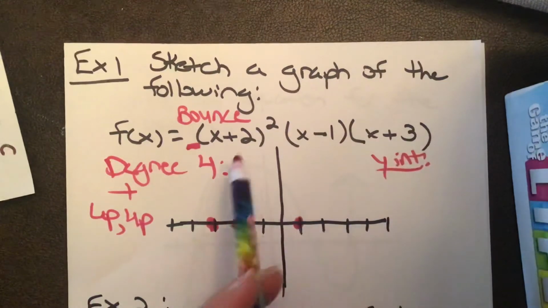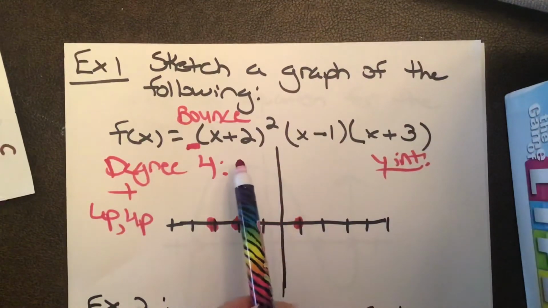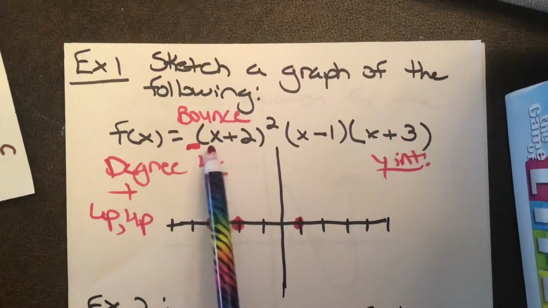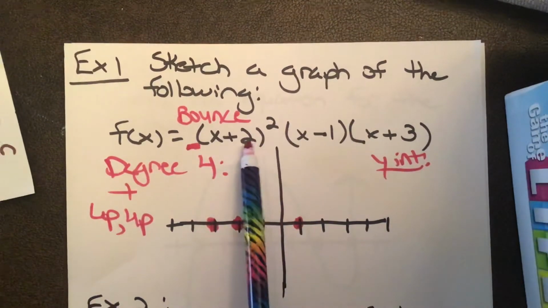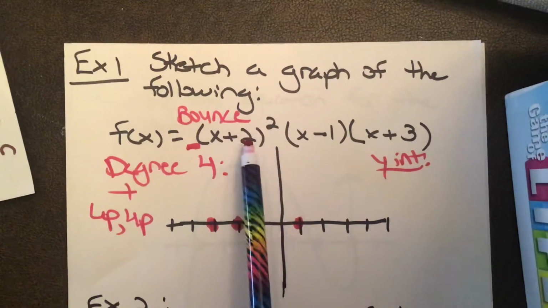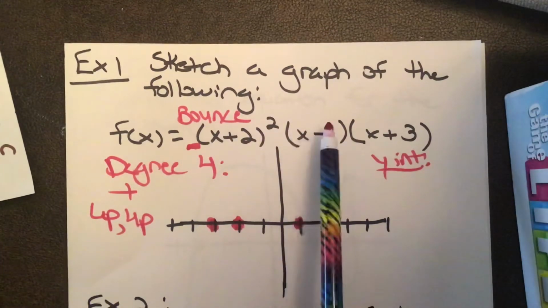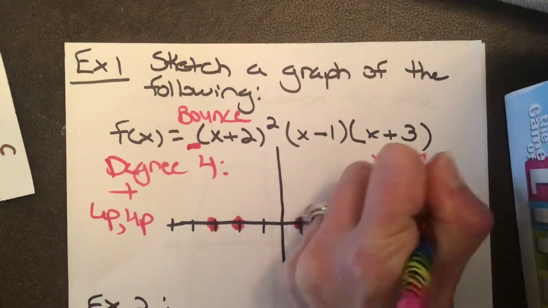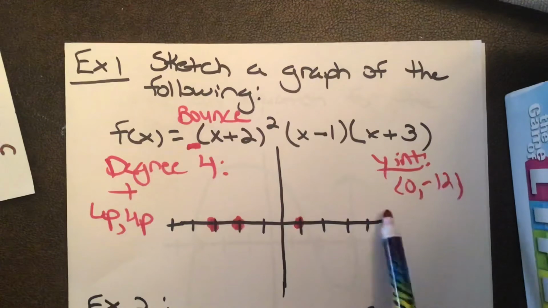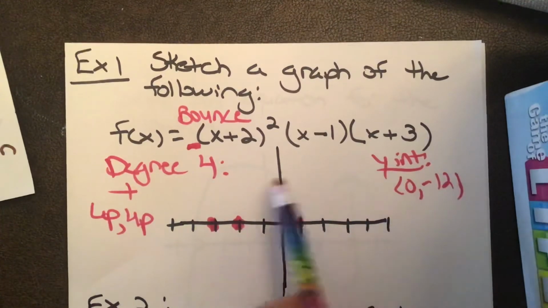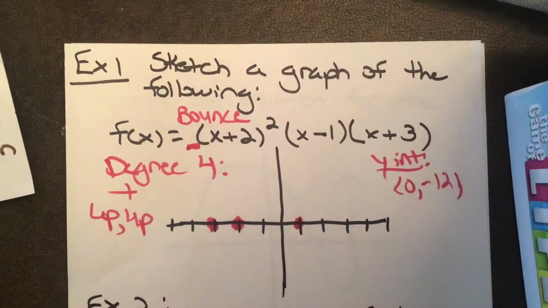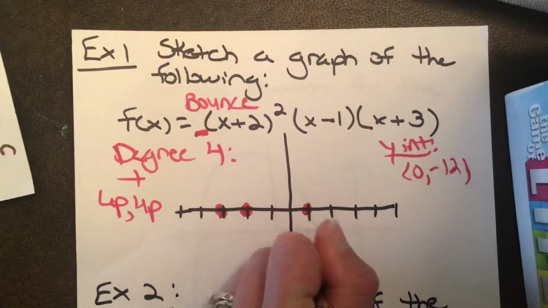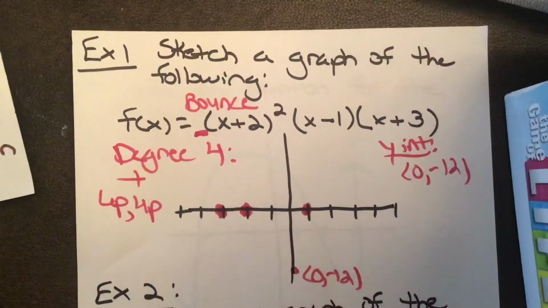To get the y-intercept, all we have to do is plug in 0 for x, because anything along the y-axis, x is 0. So if I plug in 0 for x, this would turn into 2 squared, which is 4, times negative 1, which would be negative 4, times 3, which is negative 12. So the y-intercept is at 0, negative 12. All you have to do is plug in 0 for x. I'm just going to stick the y-intercept down there. I'm not going to draw the y-axis to scale. We just know it's going to be down there, so I'm just going to place it down there.